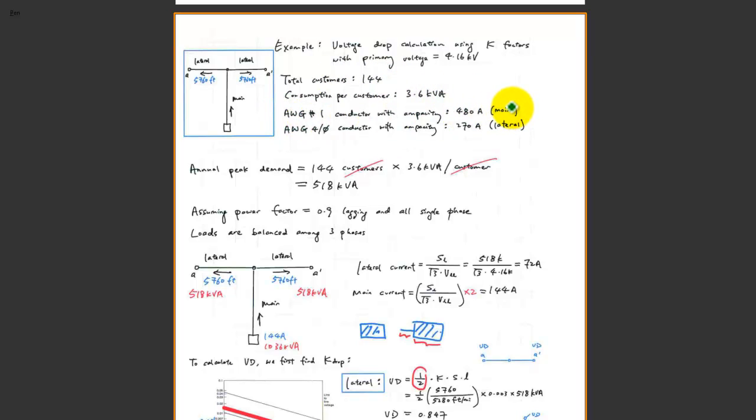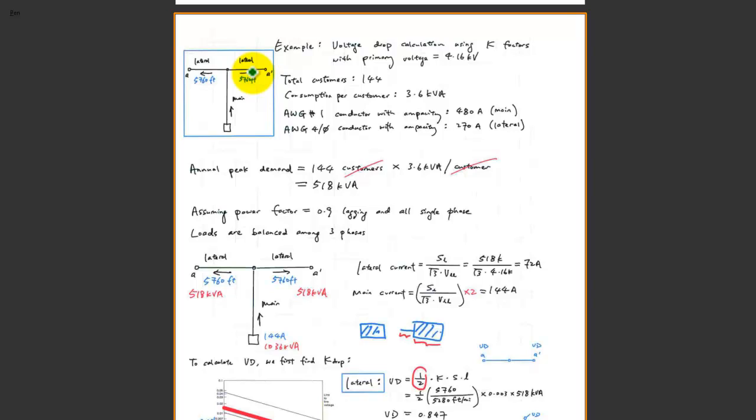This might affect some calculation later on, in that the conductor used for the main and the lateral will affect how much the ampacity will be, as well as possibly the impedance information, because of the choice you make for using different kinds of conductor at different parts of the distribution feeder.